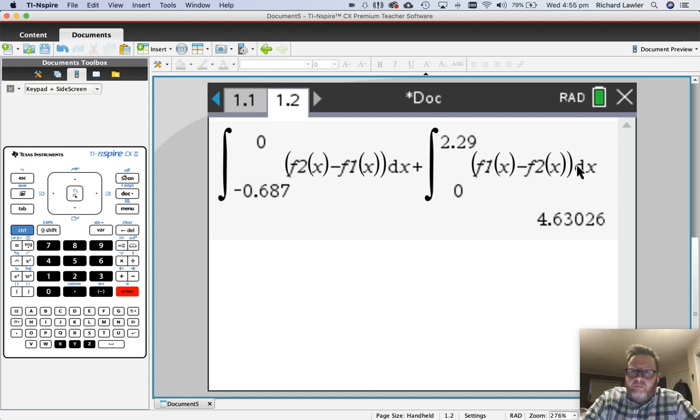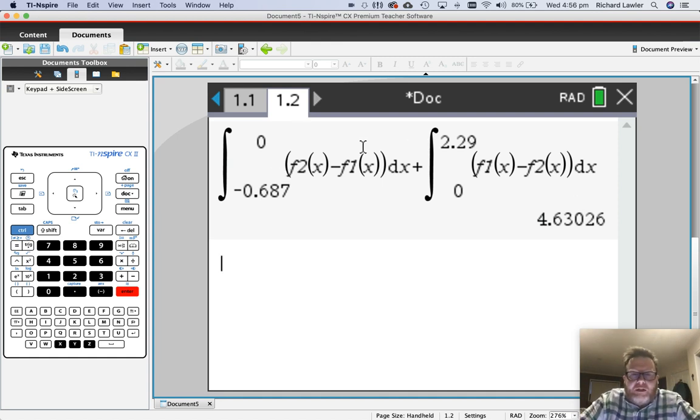And then press return, and we've got 4.63. Remember, these are signed areas, so that means that the area underneath the curve will be taken away from the top. 4.63026 in its entirety, or 4.63 to 3 significant figures, and that will be fairly accurate, like so.